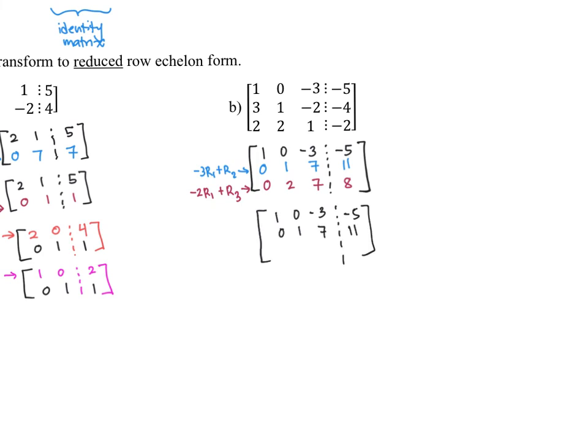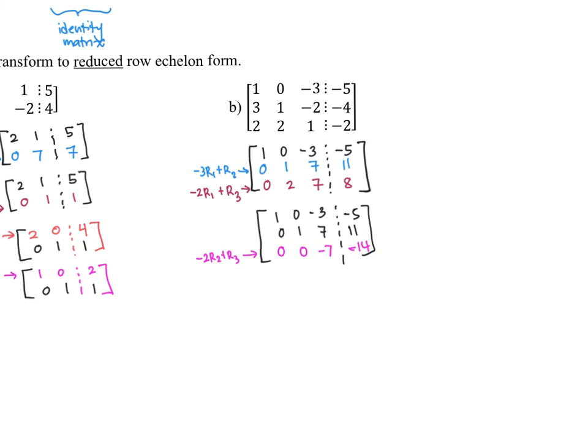Okay, now if I want to get a 0 where the 2 is, I want this to cancel, and I need to use the row above it. So I'll multiply the second row by -2. Okay, 0 plus 0 is 0. -2 plus 2 is 0, which is good. -14 plus 7 is -7. -22 plus 8 is -14. Okay, this looks good.